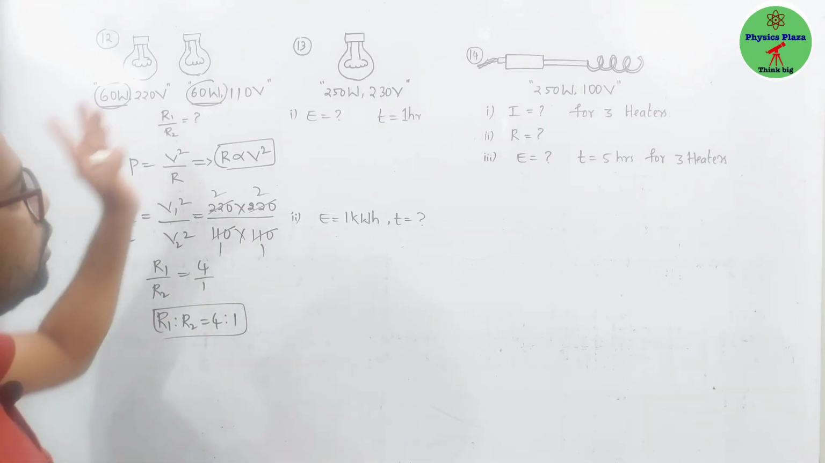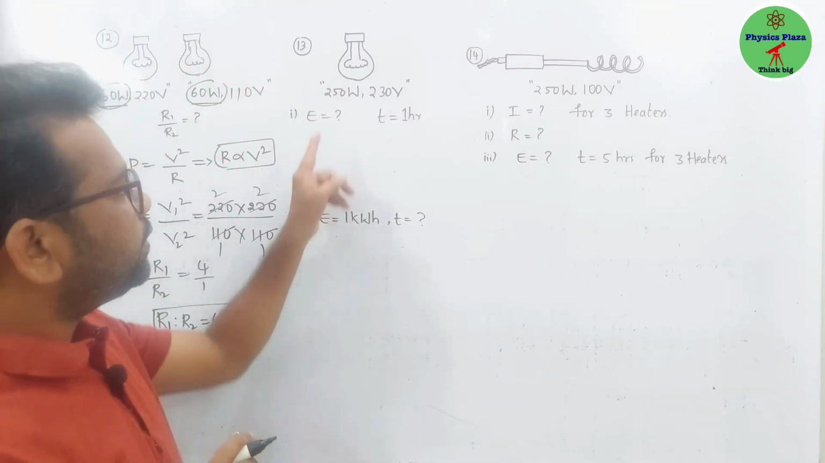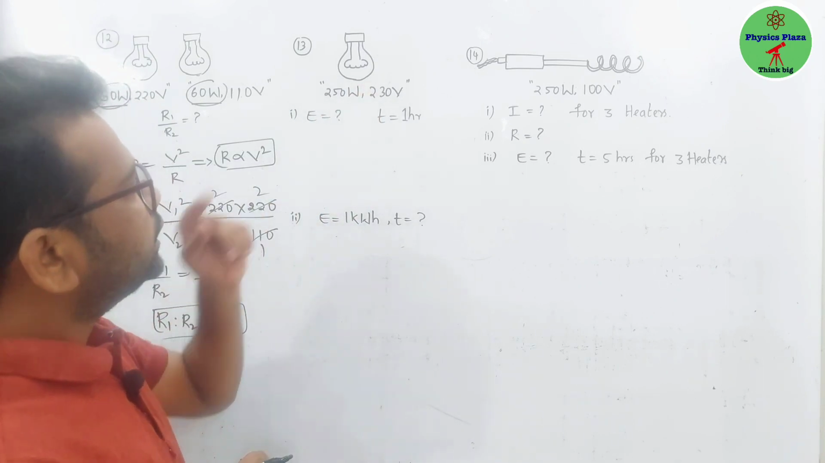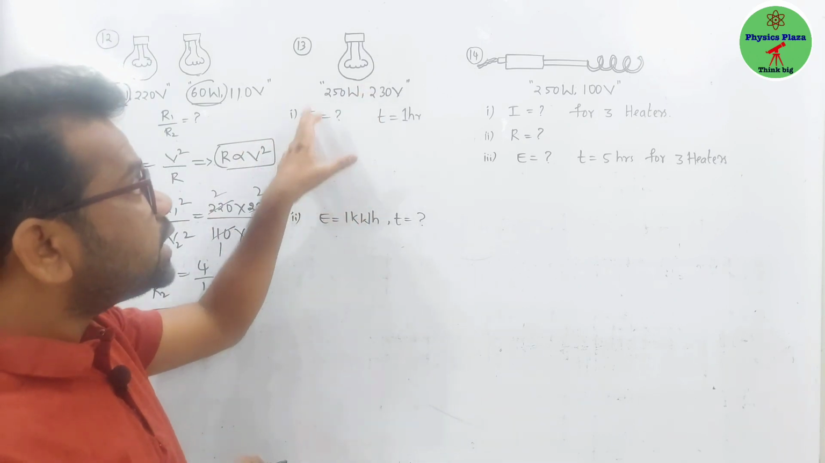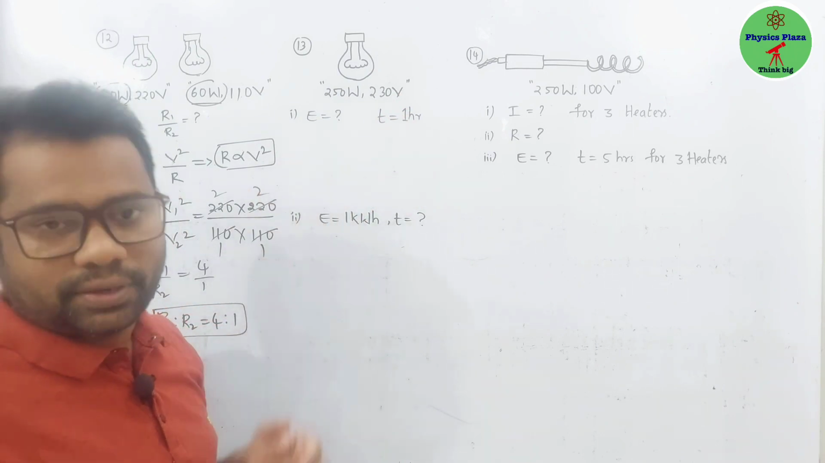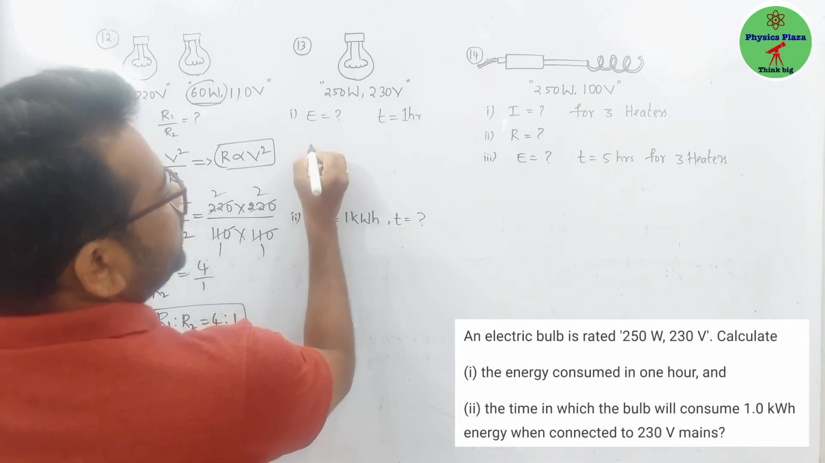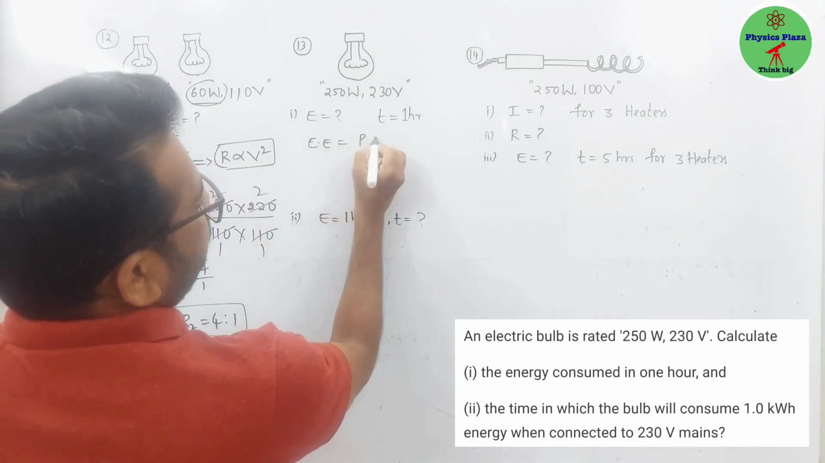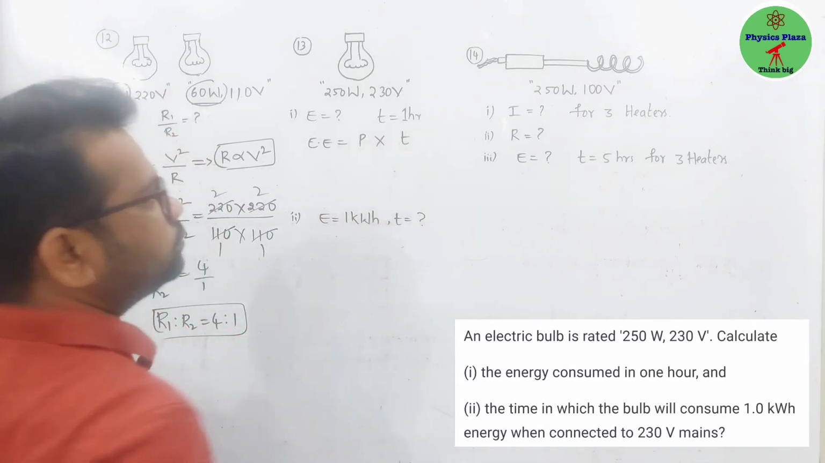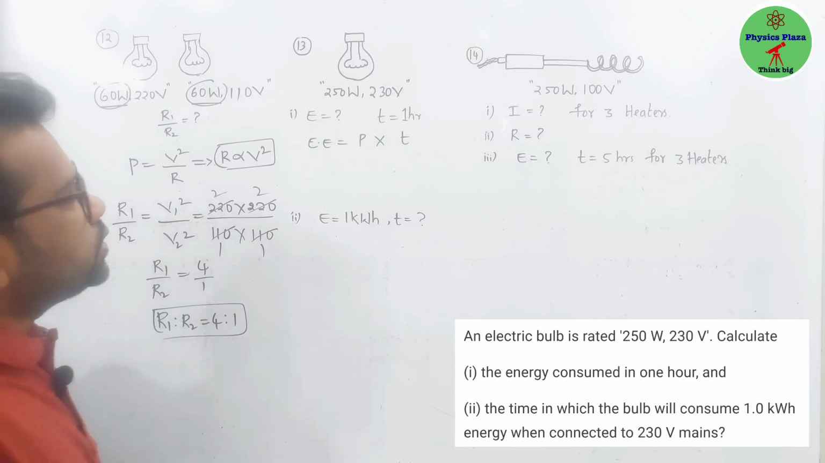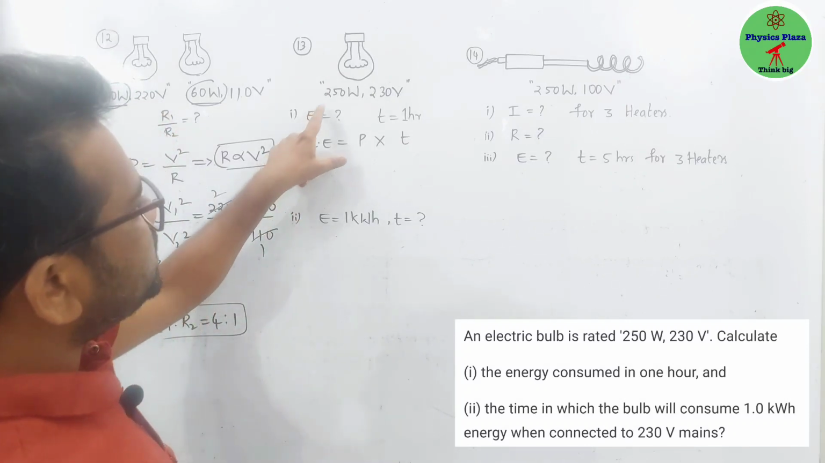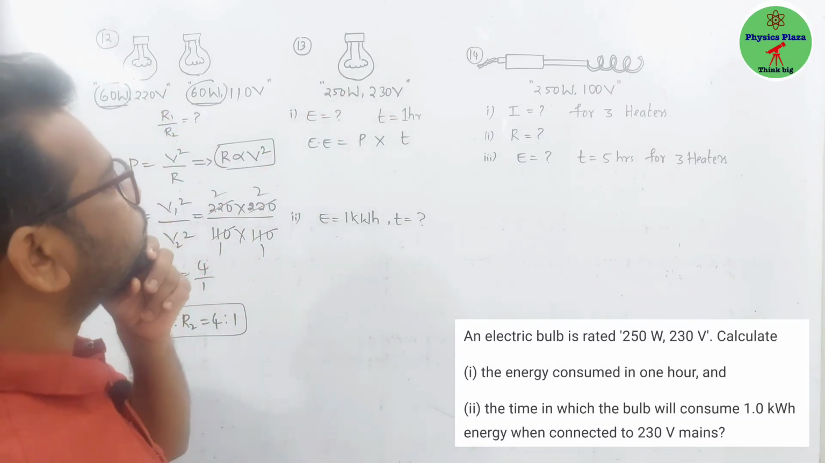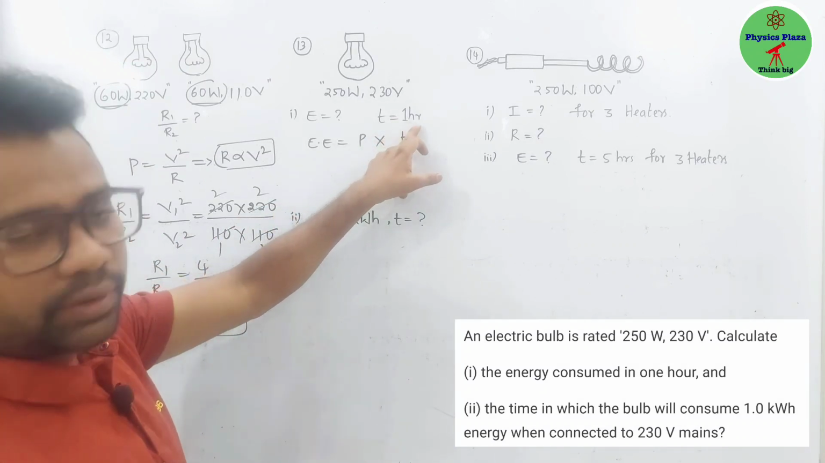Okay, fine. Now come to the 13th numerical. The power rating of a bulb is given. Then they are asking us to find the energy consumed in 1 hour. So children, we know that the electrical energy formula is what? Electrical energy is equal to power into time. If you can see here, power is given as 250 watts, and time is given as 1 hour.